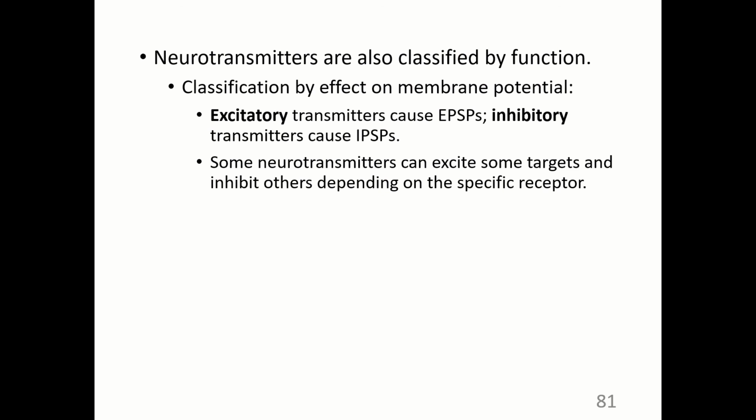Neurotransmitters are also classified by function. Classification is the effect on the membrane potential, whether it's excitatory or inhibitory. So excitatory transmitters will cause excitatory postsynaptic potentials to fire, and inhibitory transmitters will cause inhibitory postsynaptic potentials to fire. Some neurotransmitters can excite some targets and inhibit others, depending on the specific receptor. We'll learn more about that as we get to the autonomic nervous system with the parasympathetic and sympathetic nervous systems.